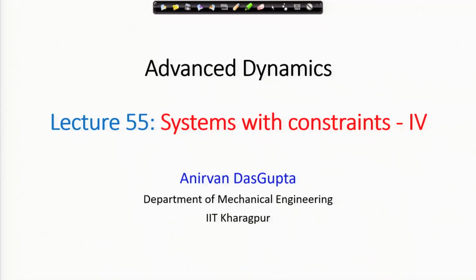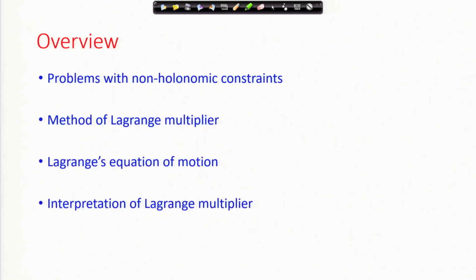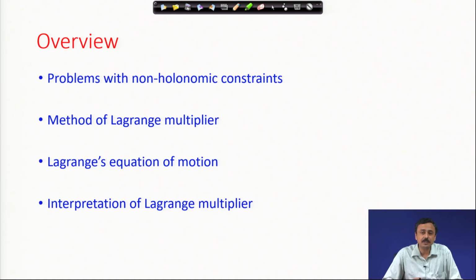We will discuss systems with constraints a little further, and in this lecture I am going to introduce non-holonomic constraints. Till the last lecture we were discussing constraints which were holonomic, which were in terms of the coordinates, which are called holonomic constraints by the way, and we had looked at derivation of the equation of motion using the method of Lagrange multipliers, and we also interpreted the Lagrange multipliers later on to determine the constraint forces.